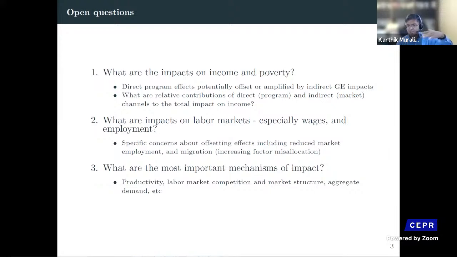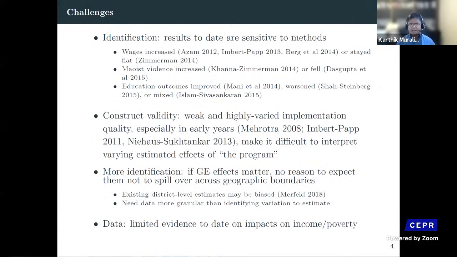There's this direct labor market competition with the private sector and the market structure, which I'll spend a lot of time talking about. And then there's potential aggregate demand channels. So there's a lot of things going on when you have a large scale intervention like this. So what makes this kind of difficult is, given the importance of NREGA, there's literally hundreds of papers on NREGS, right? So it's not like people haven't worked on this.